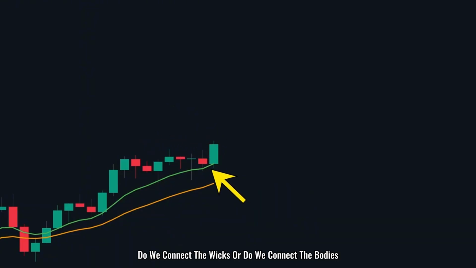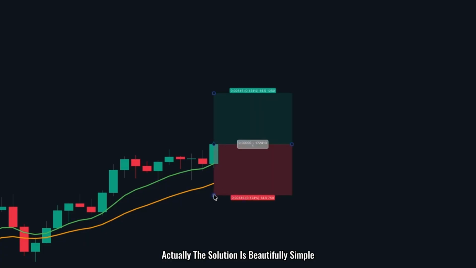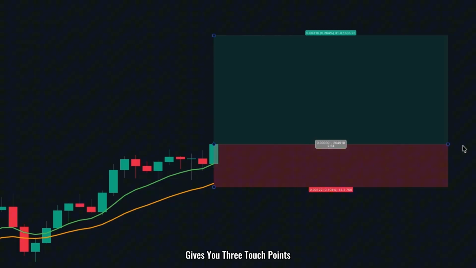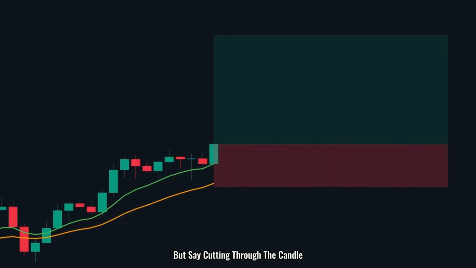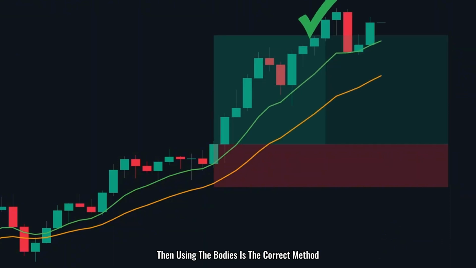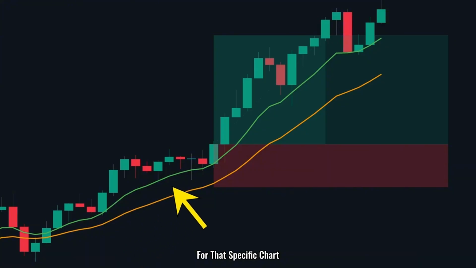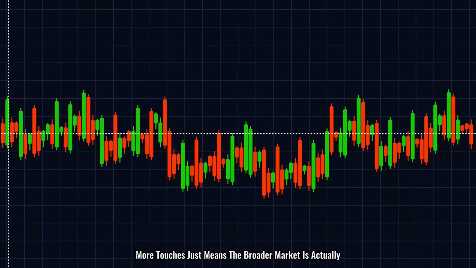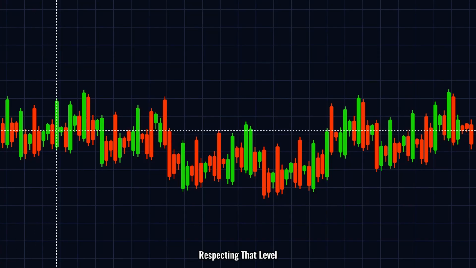Do we connect the wicks, or do we connect the bodies? Well, the answer isn't some rigid textbook rule you have to blindly memorize. Actually, the solution is beautifully simple. Just use whichever way gets you the most touches. That's it. If drawing through the wicks gives you 3 touch points, but say cutting through the candle bodies gets you 5 really solid touches, then using the bodies is the correct method for that specific chart. We are basically looking for market consensus here. More touches just means the broader market is actually respecting that level.